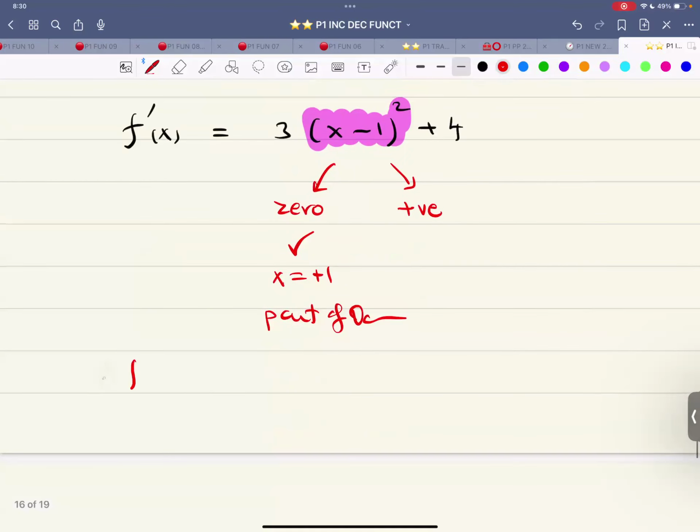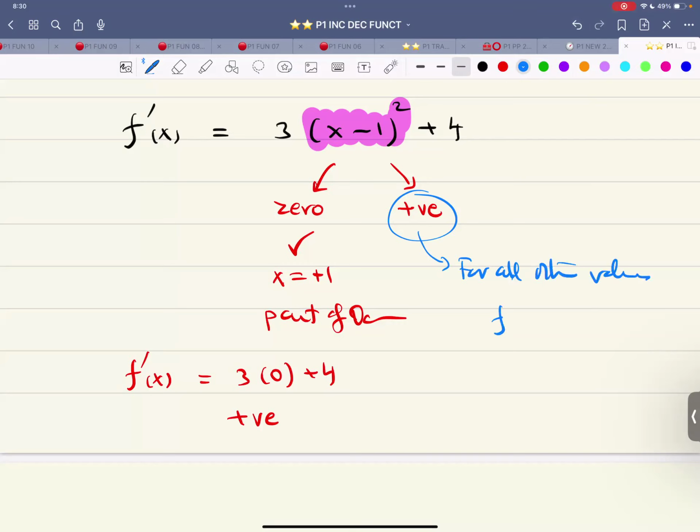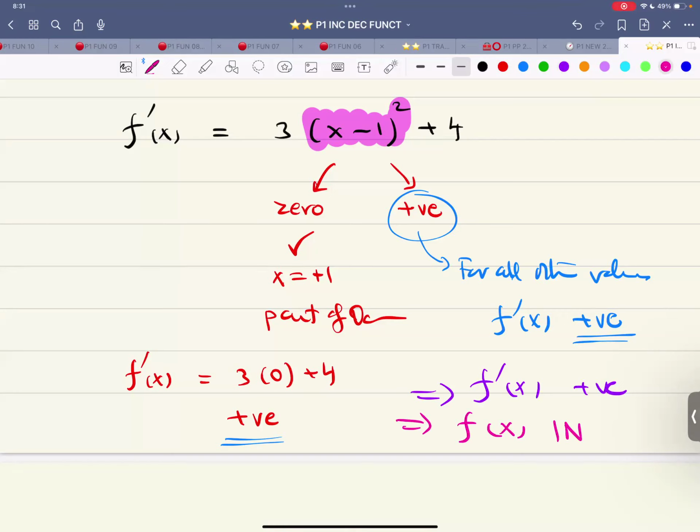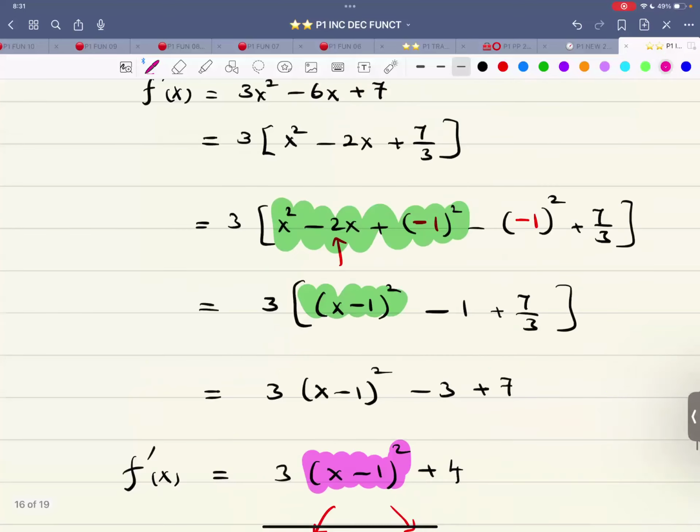If it's part of the domain, therefore, f prime x is 3 into 0 plus 4, which is positive. And over here, for all other values, f prime x is also positive. So it's positive in this scenario, it's positive in this scenario. Therefore, overall, f prime x is positive. Therefore, the conclusion is what? The conclusion is f x is an increasing function of x.